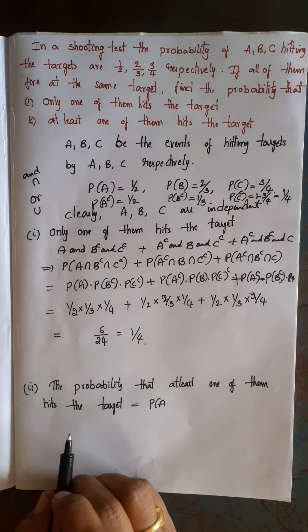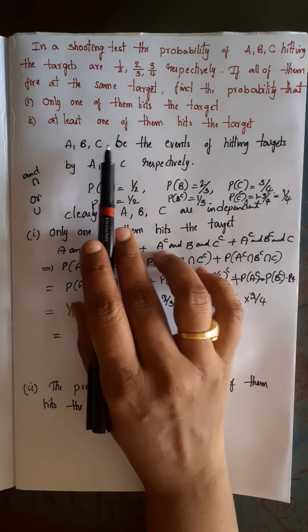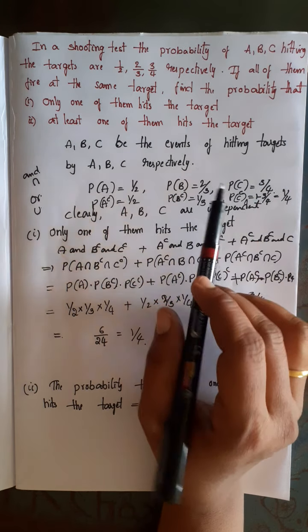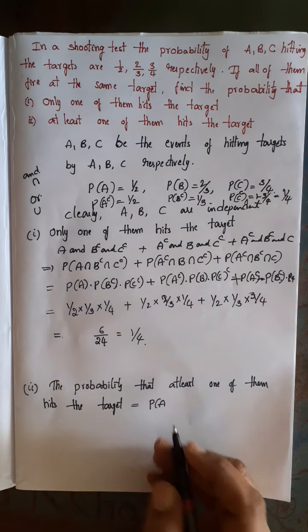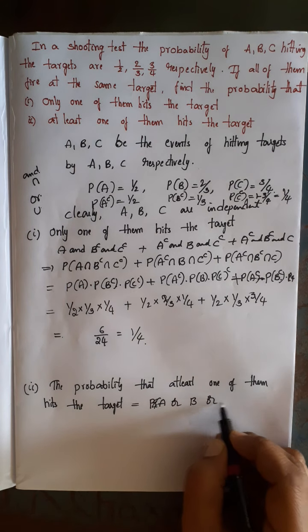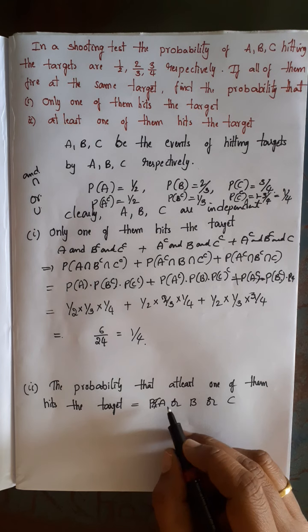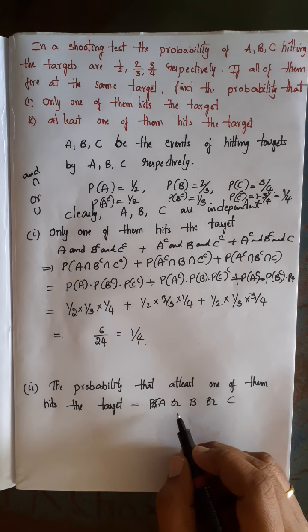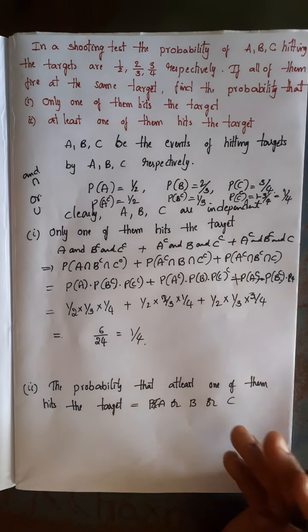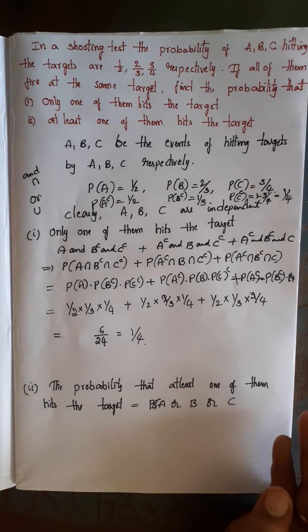Now the next one: the probability that at least one of them hits the target. At least one of them hits the target means A or B or C, right? It's not 'and', because if any one hits it, it's okay. If two people hit the target, that is also okay.